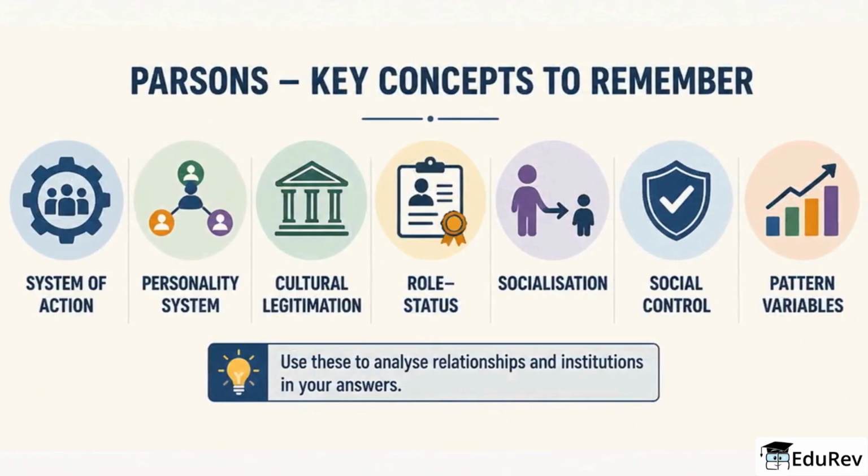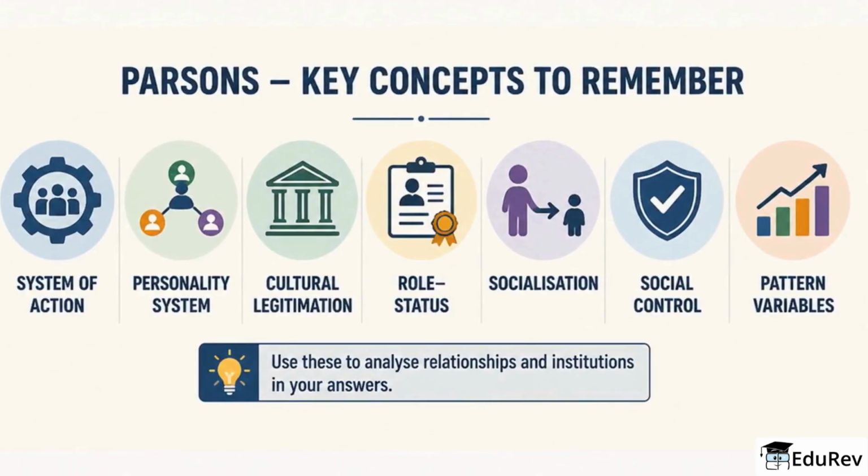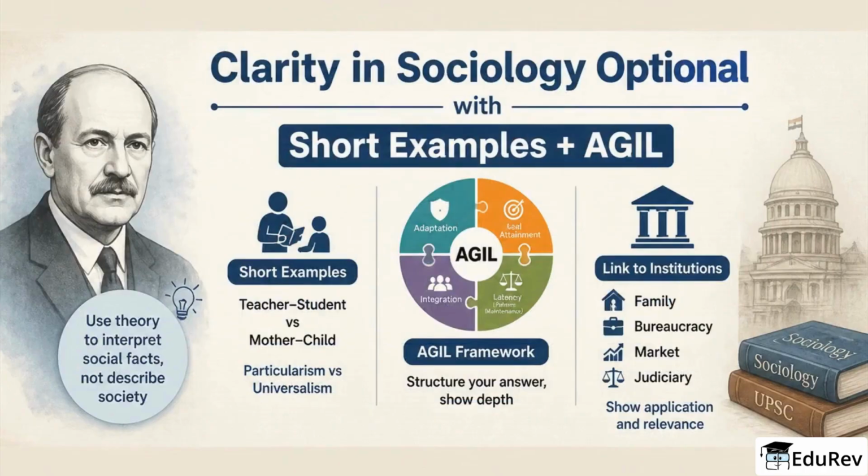For exam use, quote keywords: system of action, personality system, cultural legitimation, role status, socialization, social control, and pattern variables. Short, precise examples and the AGIL framework can fetch clarity marks in GS or Sociology Optional responses.